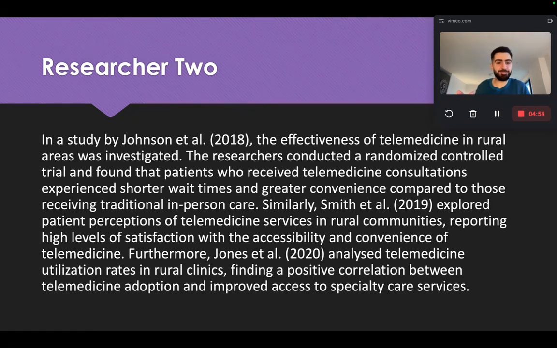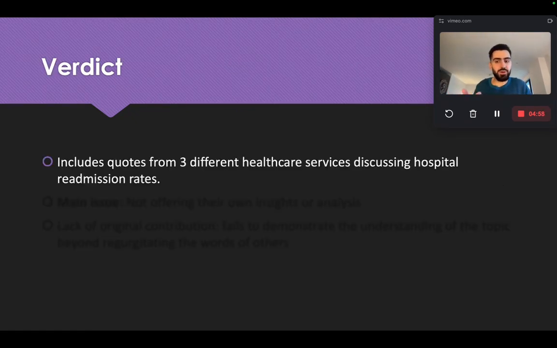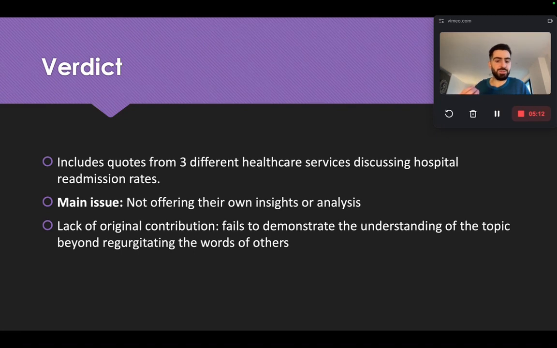But what is my issue with this? As I alluded to earlier, they included quotes from three different healthcare services discussing telemedicine, sorry, not hospital admission rates. But the main issue is that they're not offering their own insights or analysis. So there's a lack of original contribution. They didn't really show me that they understood this topic and were able to draw the links between these three papers. All they really did is just mention or paraphrase what these three papers did.